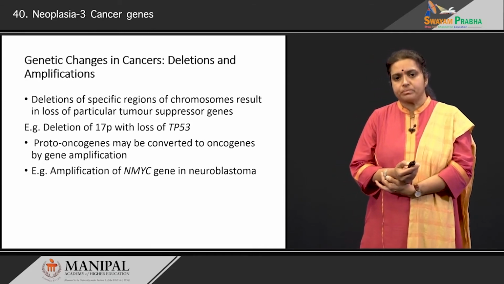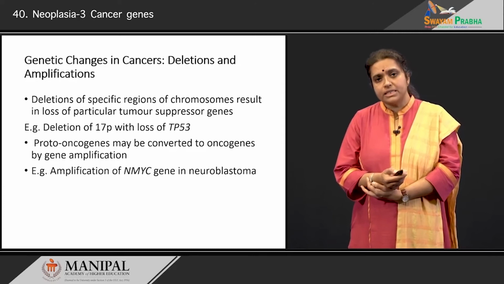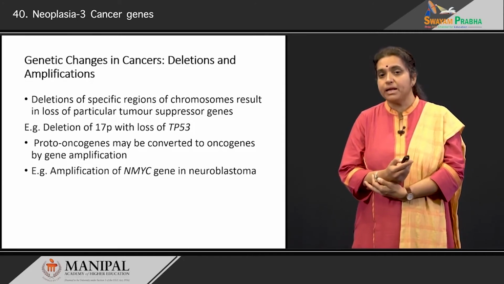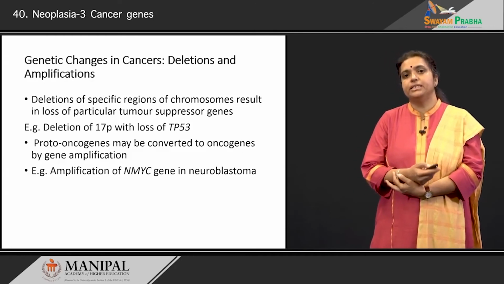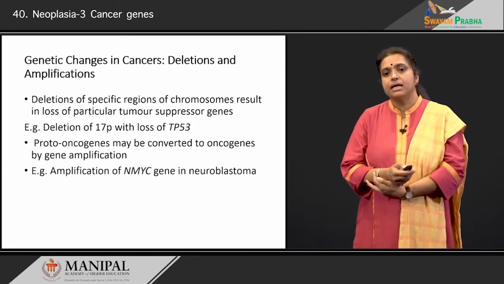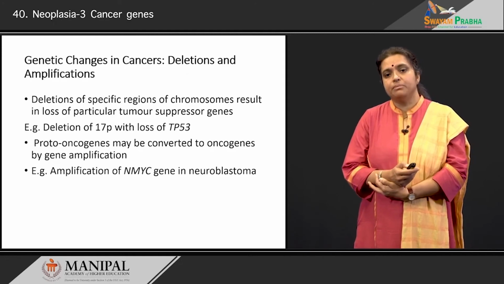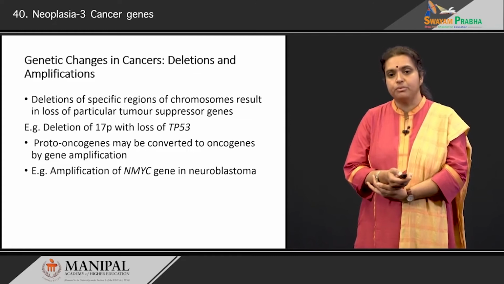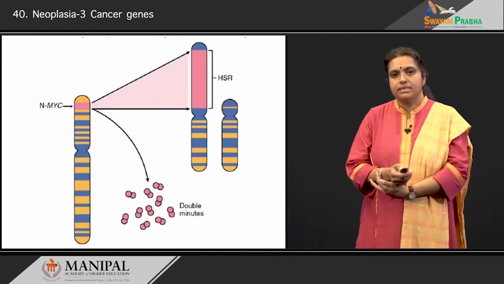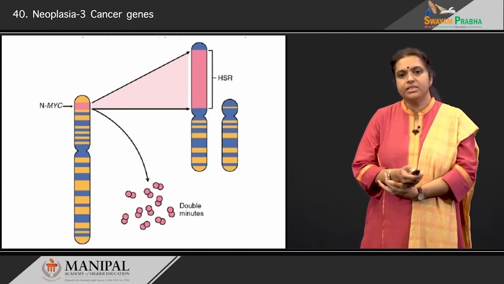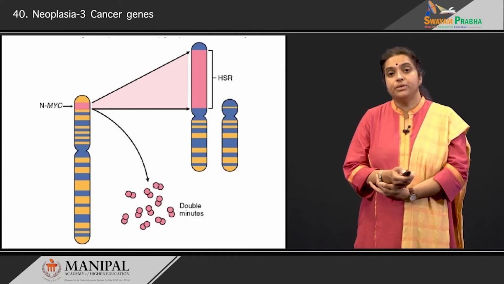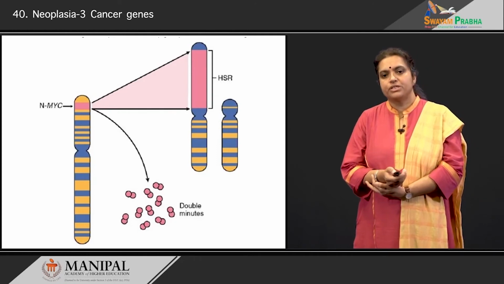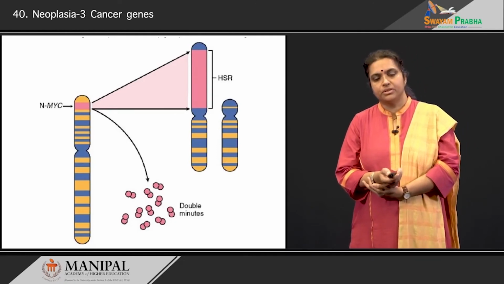Now, proto-oncogenes may be converted to oncogenes by gene amplification. So, gene amplification is another genetic change that can occur in cancers, and a very good example of this is the NMYC gene, which is amplified in neuroblastoma. Here is a picture that shows the NMYC gene that can be amplified to a great extent in neuroblastoma, so much so that it can give rise to two kinds of pictures.